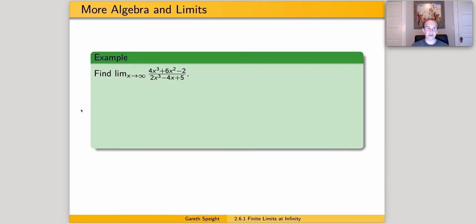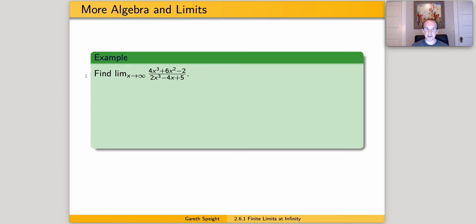Okay, so let's look at some examples using algebra and limits. So for instance, let's try to find the limit as x tends to infinity of 4x cubed plus 6x squared minus 2 divided by the denominator here. If we were just to naively figure out what is happening, well, if x is tending to infinity, that means x is going to be a very, very large number. Here, the top is a very large number, and the bottom is also going to be a very large number. So we need to do something. We need to do some kind of algebra.